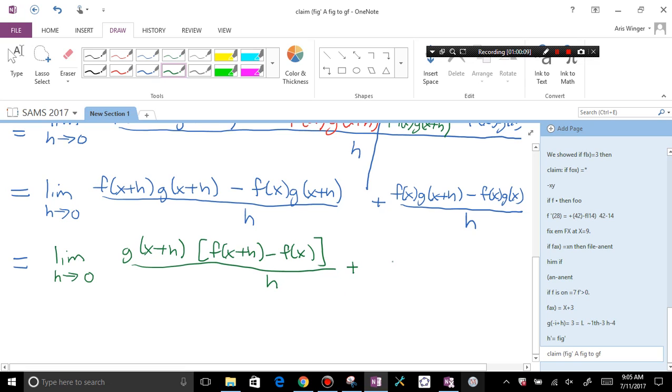And then this one, what do they both have in common? f of x. We'll factor that out. f of x times g of x plus h minus g of x all over h. We're ready to apply the limit.